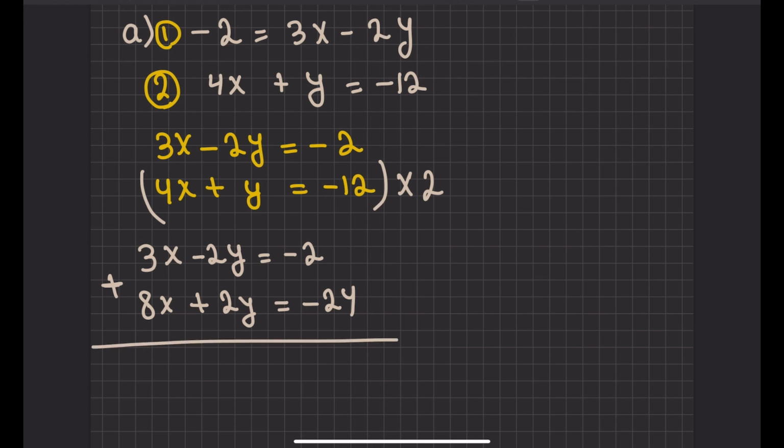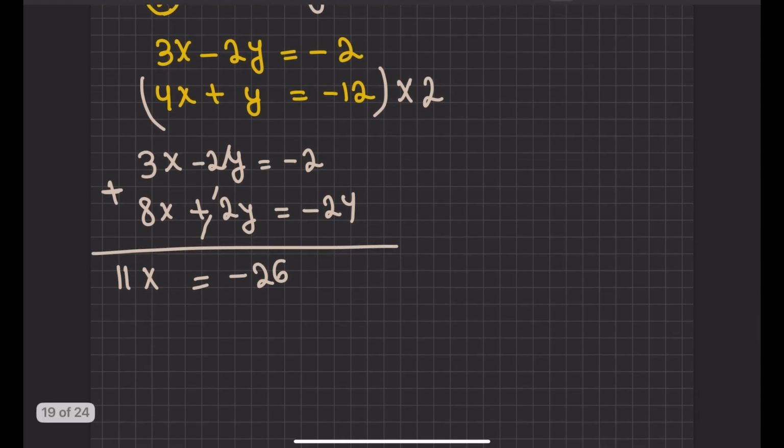3x plus 8x equals 11x. Negative 2y plus positive 2y equals 0. We got rid of it. Negative 2 plus negative 24 equals negative 26. But I'm looking only for x, I'm not looking for 11x. I have to divide both sides by 11. I'm just going to write down x equals negative 26 divided by 11.